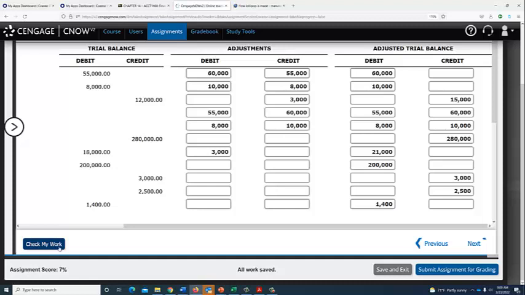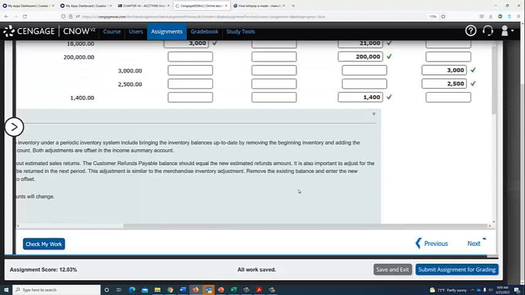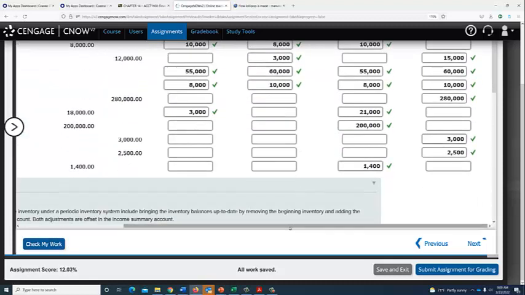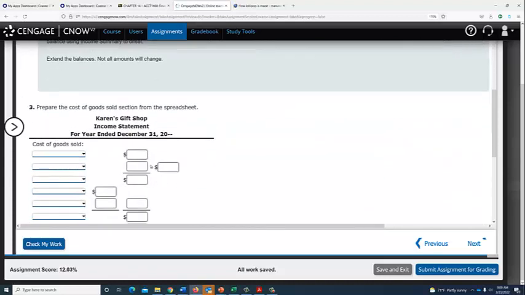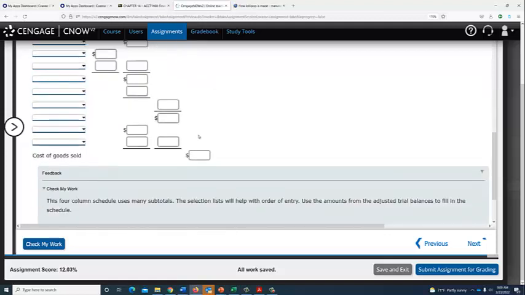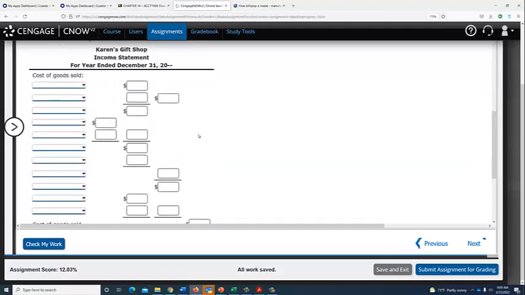Okay, see if I've forgotten anything. Okay, it looks good. All right, now in the second portion of the problem, we're just going to calculate this cost of goods sold real quick. I'm going to try to move through it quickly.